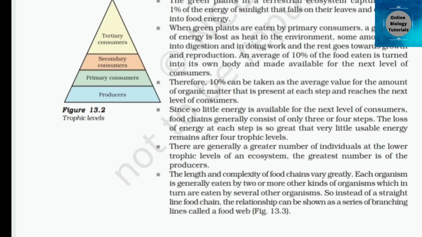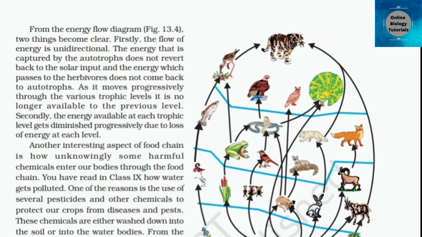Each organism is generally eaten by 2 or more other kinds of organisms, which in turn are eaten by several other organisms. So instead of a straight line food chain, the relationship can be shown as a series of branching lines called a food web. Figure 13.3. From the energy flow diagram, Figure 13.4, 2 things become clear.